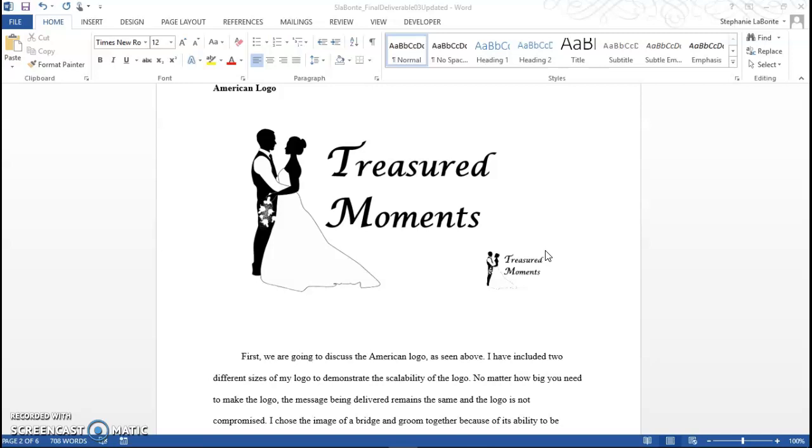I used an image of a traditional bride with her groom embracing her to create an emotional connection with the viewers. The long white dress has an iconic meaning of a bride and further connects brides to choose to utilize our services for their special moment.